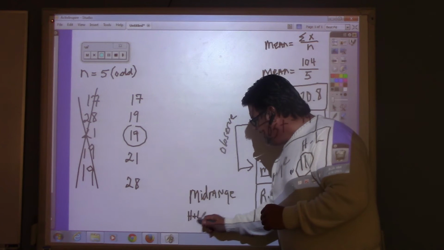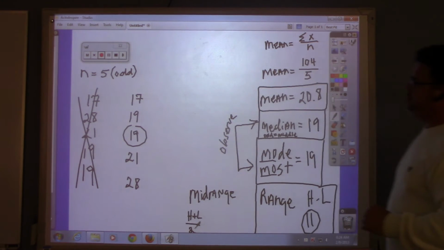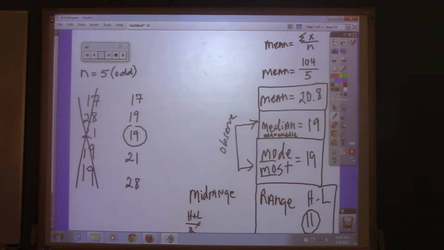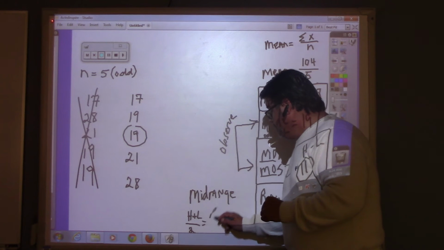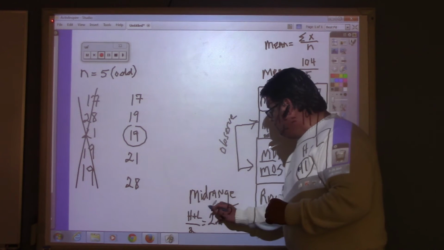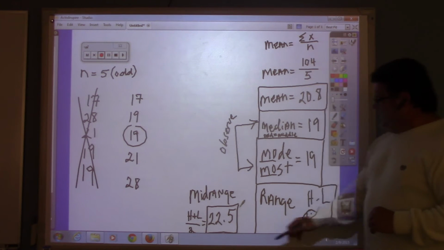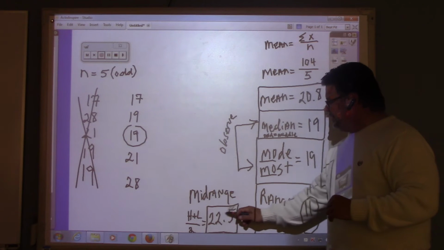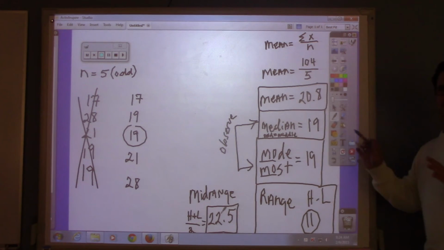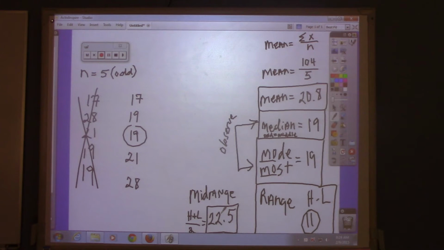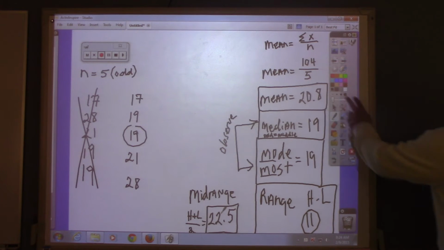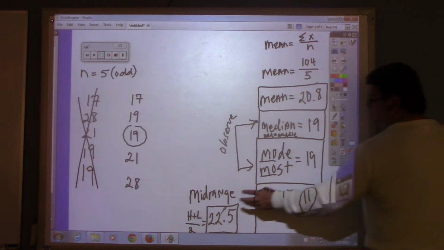Highest plus the lowest divided by what? So that's going to be 28 plus 17, which is what? 45? Somebody check it. 45 divided by 2 is what? 22.5? Mid-range, median, mean. This right here is 23. It tells me that there's something out of whack. A little bit, not much. So mean, median, mode, range, mid-range.